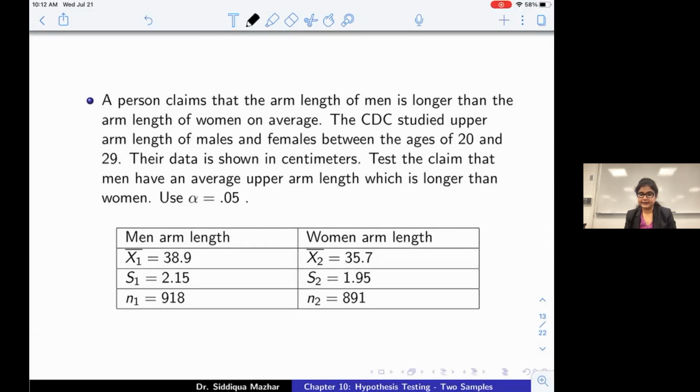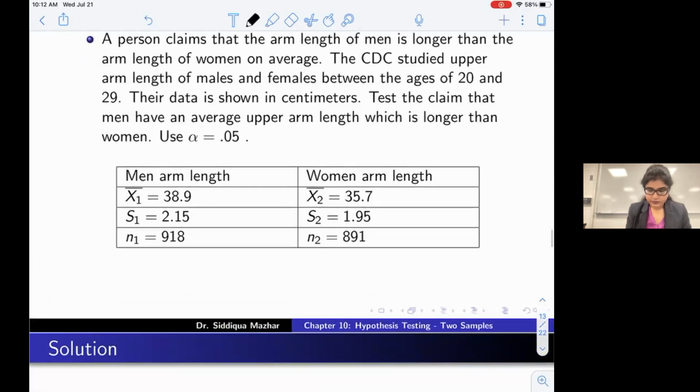So you have to test this claim, whether male arm length is on average longer than female arm length. You have to test this with a critical region of alpha, which is 0.05. One group is men's arm length, another group is women's arm length. All the information is given: X1 bar, which is the sample mean arm length for male, S1, which is the sample standard deviation for male, and N1, the sample size for male, they studied 918 people.